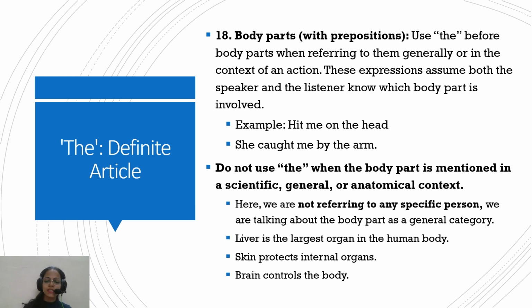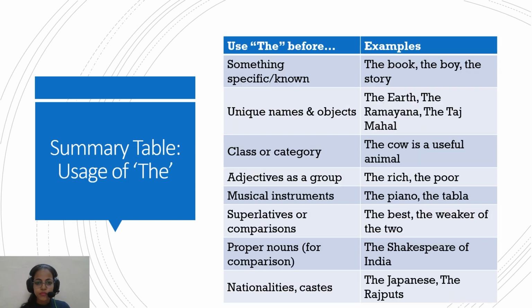Similarly, "Skin protects internal organs." With skin, what skin? It's again a general anatomical context, used in a scientific sense, so it should not be followed by "the". "Brain controls the body." Here again, brain should not be followed by "the" because it's used in a general sense. We use "the" only when we're talking in the context of an action: hit me on the head, she caught me by the arm. Only then will we use "the" before the body parts.